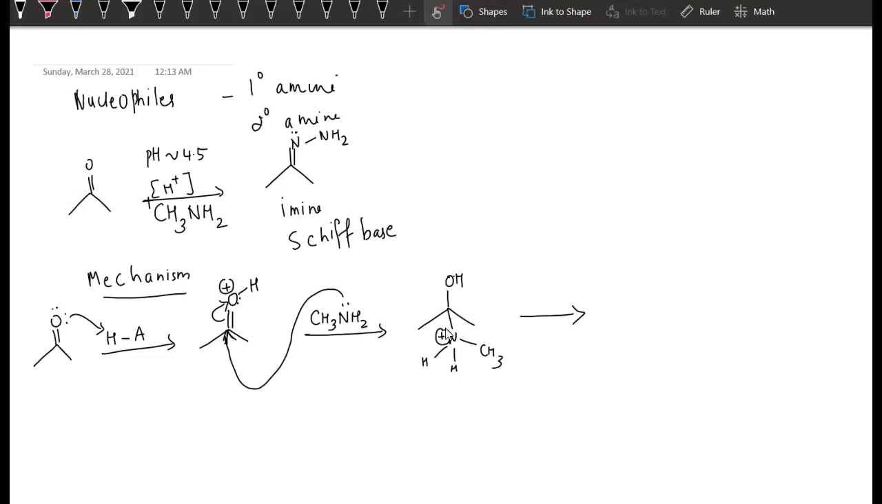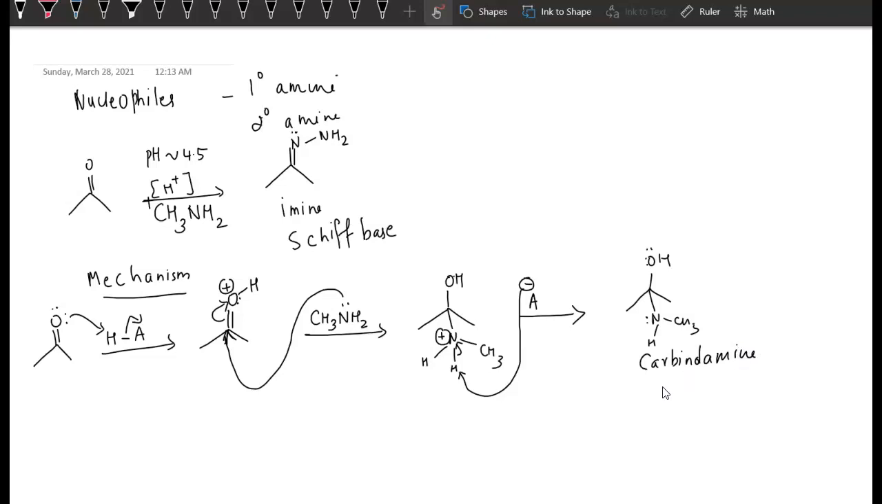The next step is where the A minus, which was kicked out in the first step, that's a base, is going to grab one of the protons. It could grab any one of them, putting the electrons back here. So now we have a neutral species with an OH. We have an N, CH3, H. No charge on nitrogen. Nitrogen gets back its pair of electrons, and this structure here is what is called a carbinolamine.